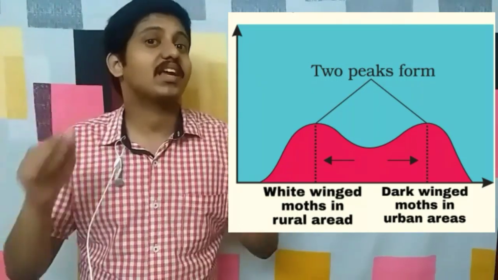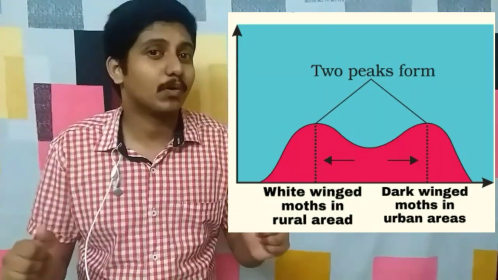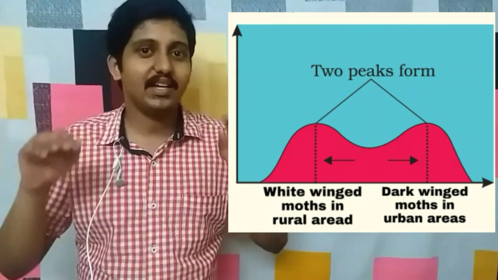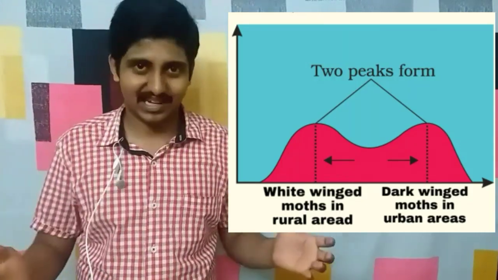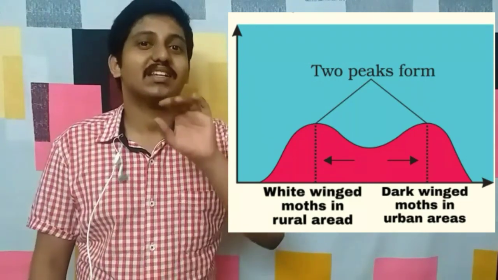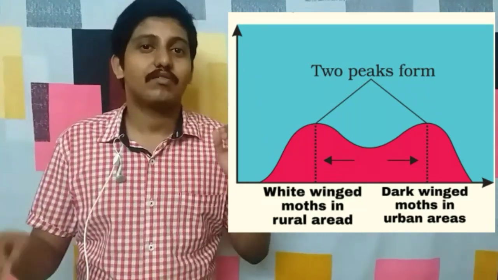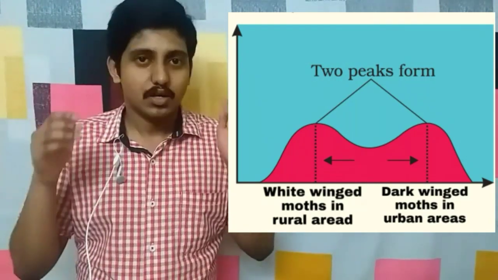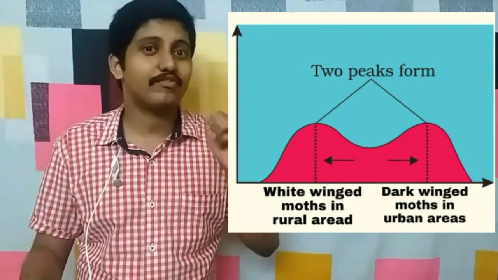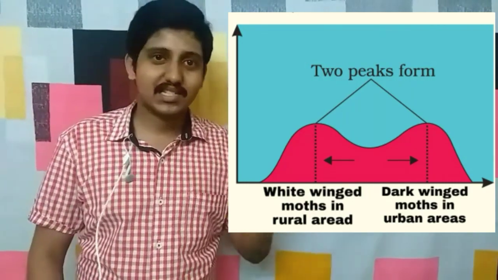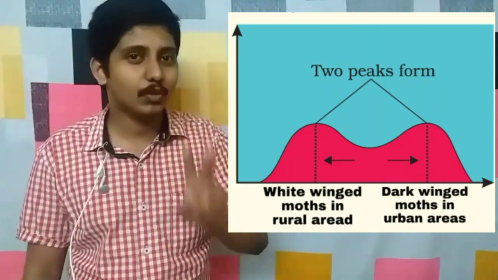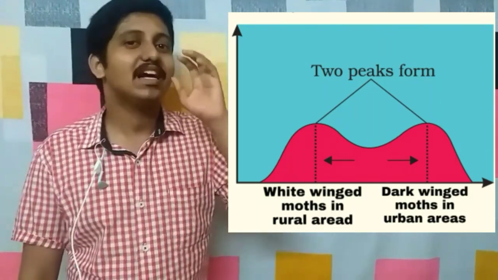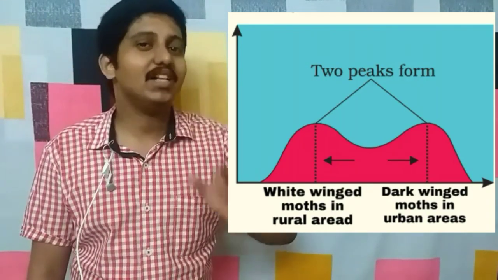But what was the case for medium-colored winged moths? They could not be seen in high population numbers, or they were found in very low numbers in both the locations. Why? Because they cannot camouflage themselves from the surroundings in both locations. So here the natural selection favored the extreme ends, that is the light-winged and the dark-winged moths. So here there are two peaks, and hence it is a case of disruptive type of natural selection.